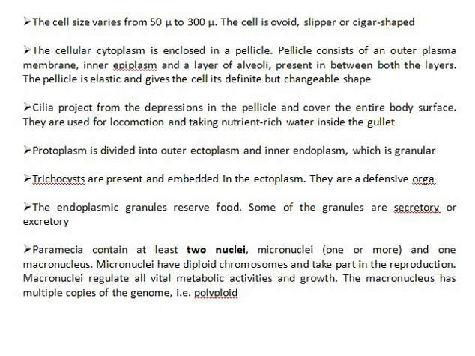Paramecium contains at least 2 nuclei, 1 or more micronuclei and 1 macronucleus. Micronuclei have diploid chromosomes and take part in reproduction. Macronuclei regulate all vital metabolic activities and growth. The macronucleus has multiple copies of the genome, that is, it is polyploid.